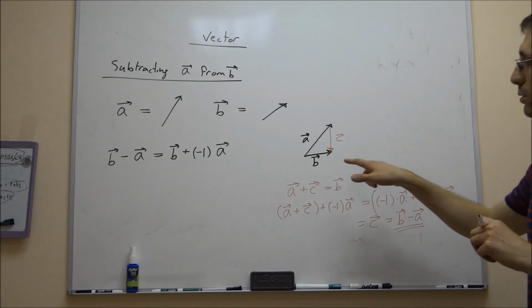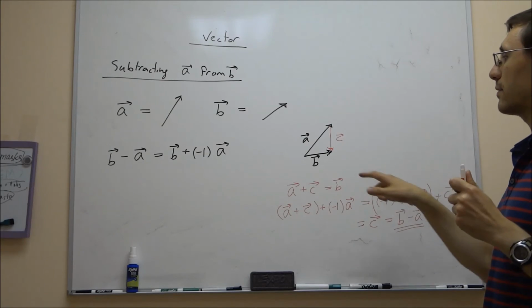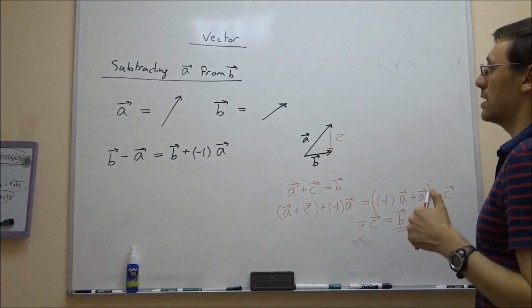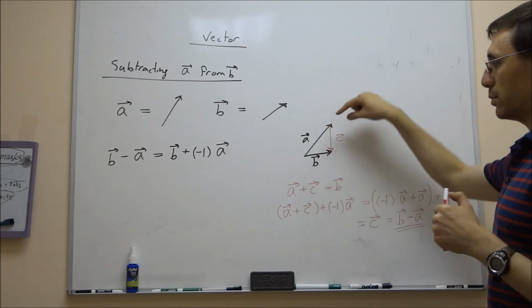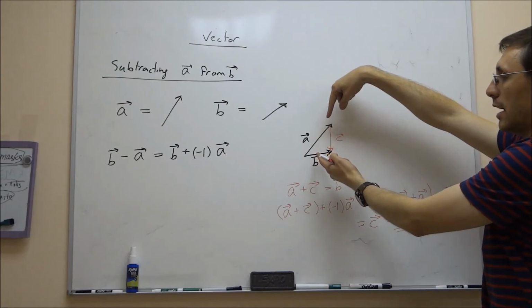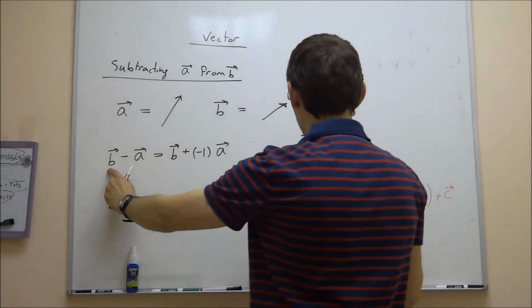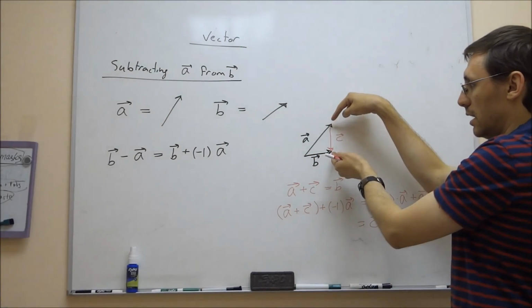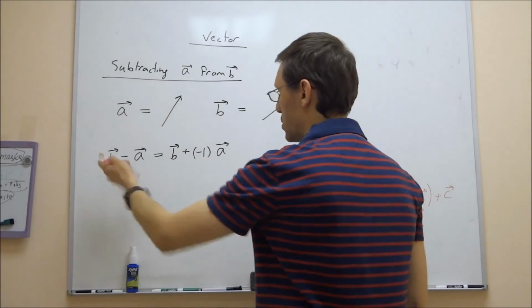In other words, the conclusion is that if you want to draw the displacement B minus A, all you have to do is take the vectors B and A, put them tail to tail, and draw a line between them, completing the triangle. You just draw the arrowhead at the tip of the vector from which you are subtracting.